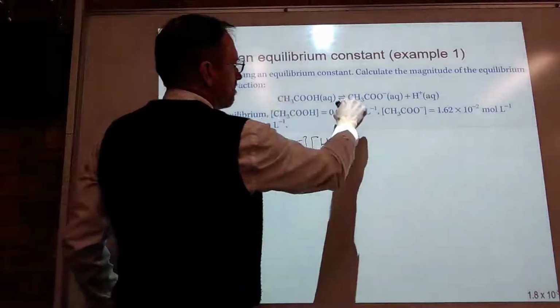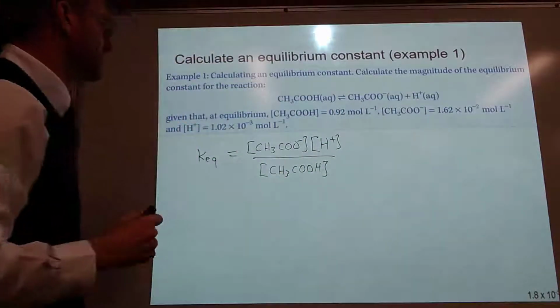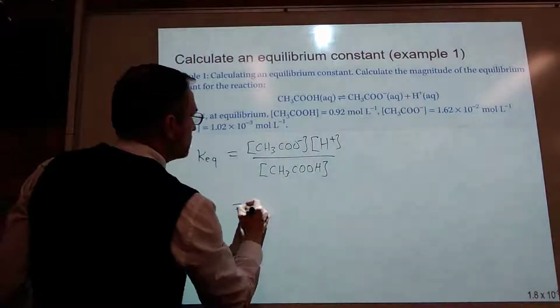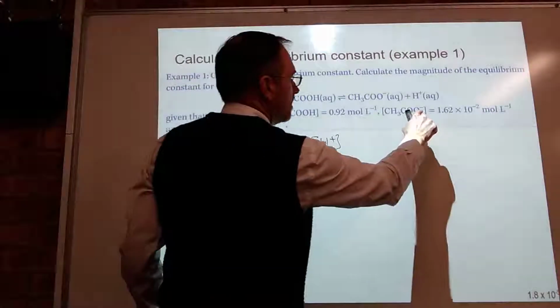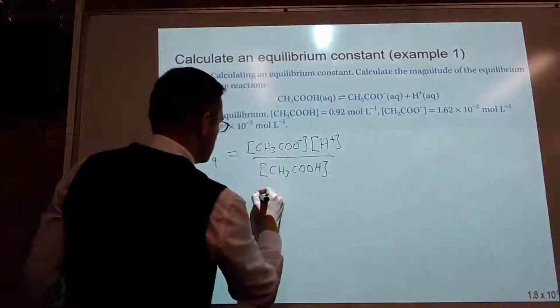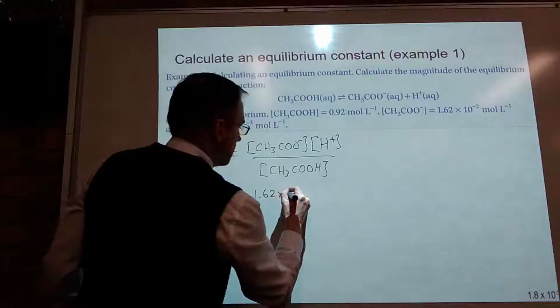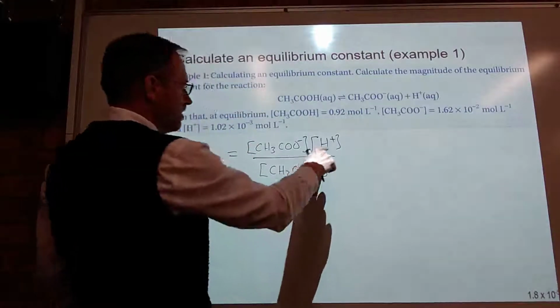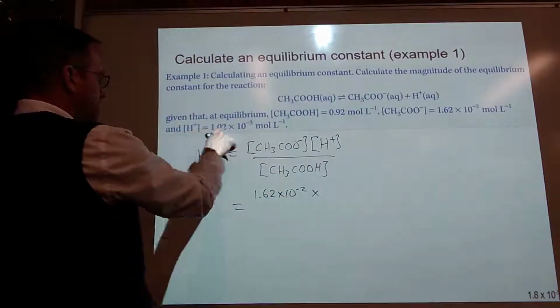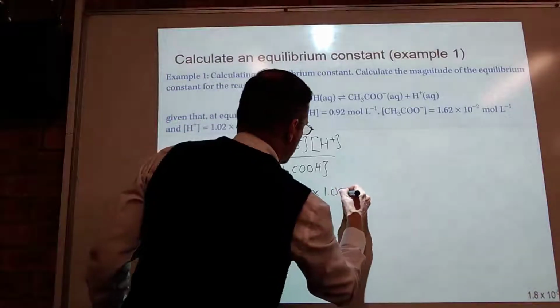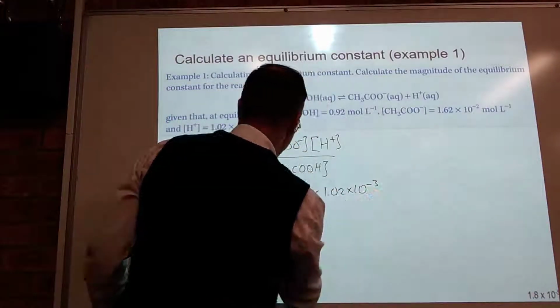Then I can simply substitute in my values. They're already in moles per litre, so I've got all the right units. 10 to the minus 2 times concentration of hydrogen ions, 1.02 times 10 to the minus 3, divided by the concentration of this one.